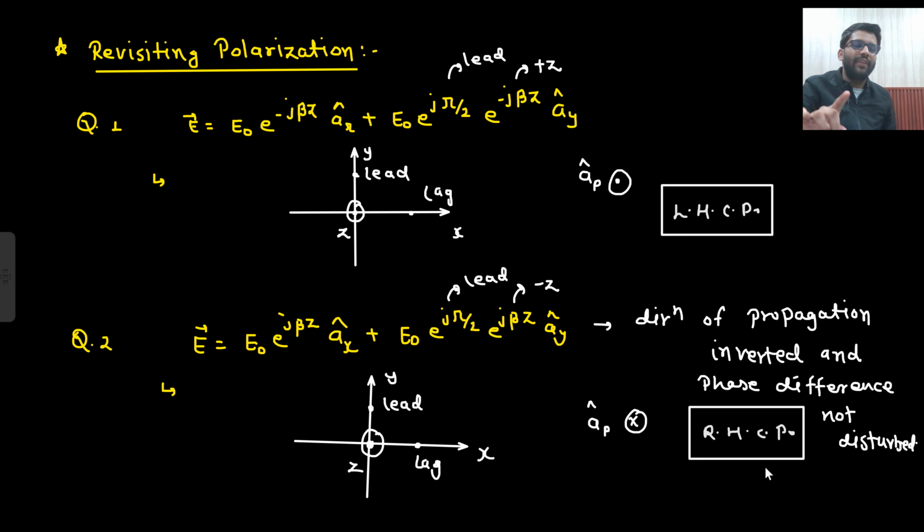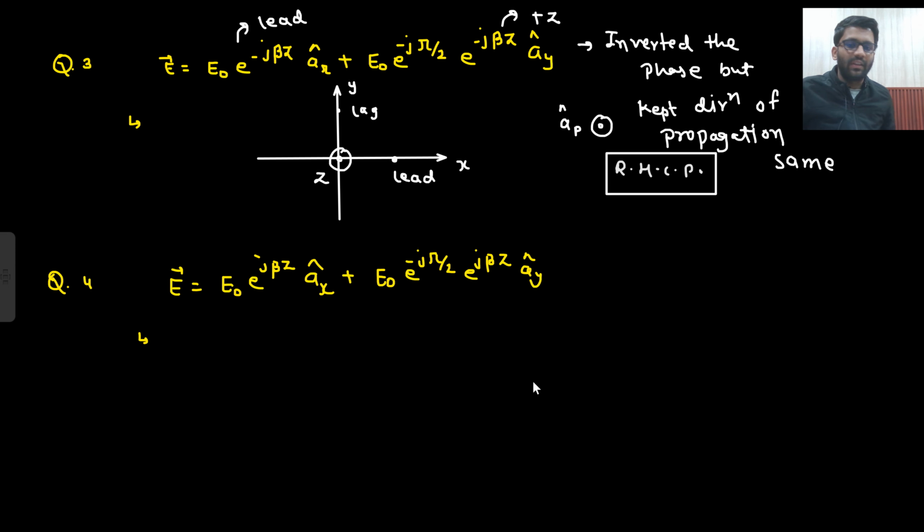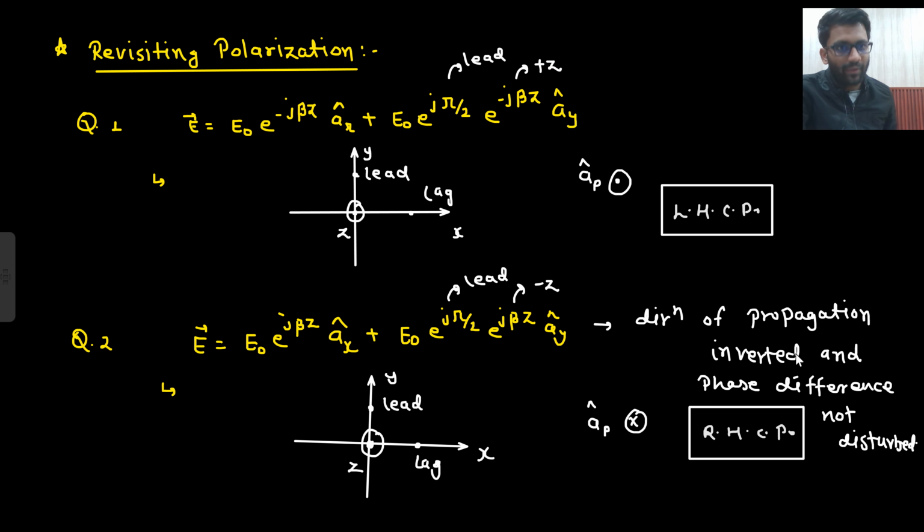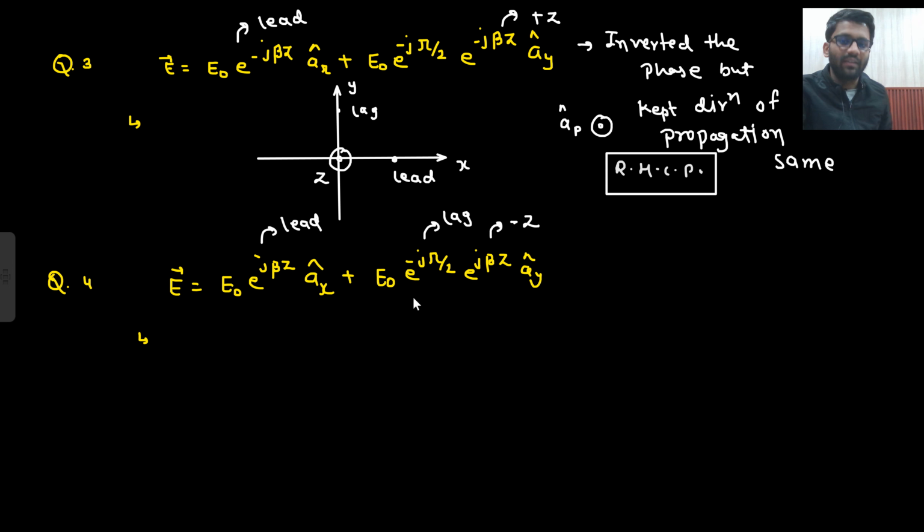And all these we are doing with respect to question 1. Now with respect to question 1, here what is the direction of propagation? Minus Z. And here this is your lag and this is your lead. So with respect to question 1, we have inverted the direction of propagation as well. Along with that, we have inverted the phase difference, because in question 1 this was plus Z and this was lead. So both things we have inverted.